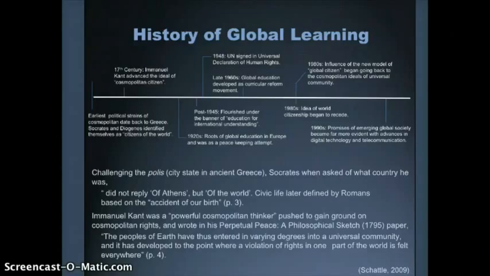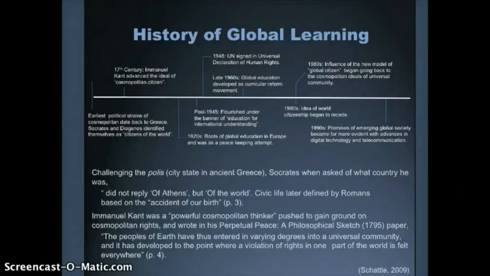Please read here. Challenging the polis, city-state in ancient Greece, Socrates, when asked of what country he was, said, "Not of Athens, but of the world." Later on, civic life later defined by Romans based on the accident of our birth, meaning that where we are in the world just happens to be where we were born, and that we are still a citizen of the world.